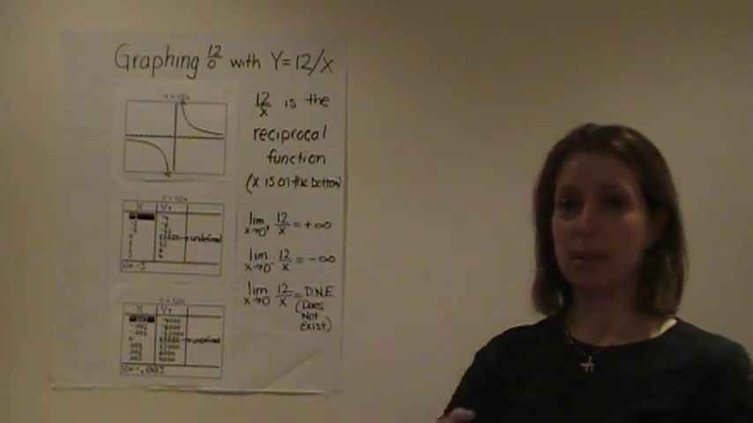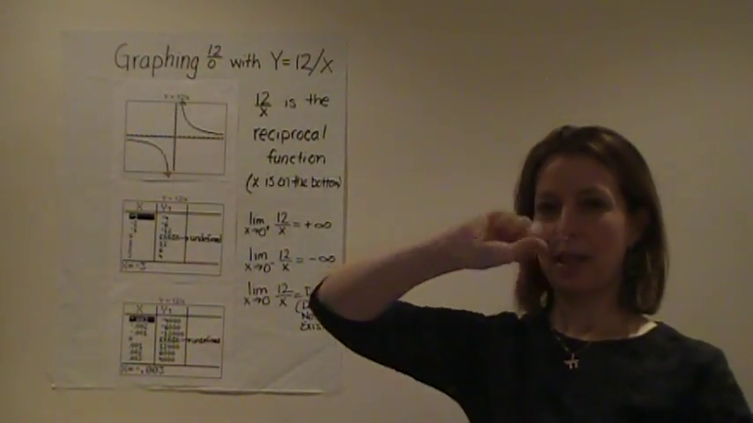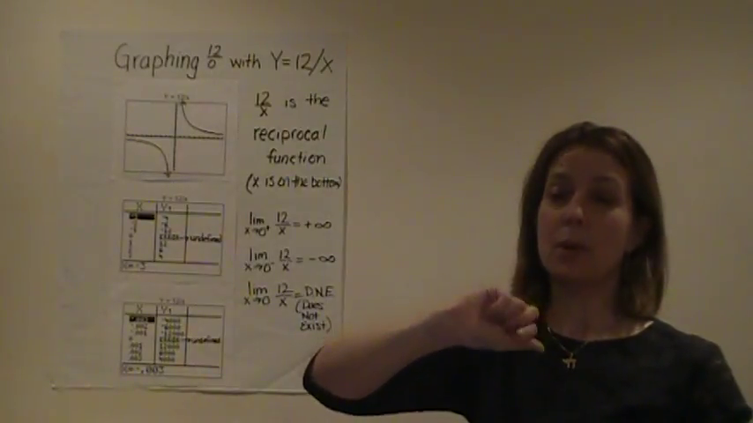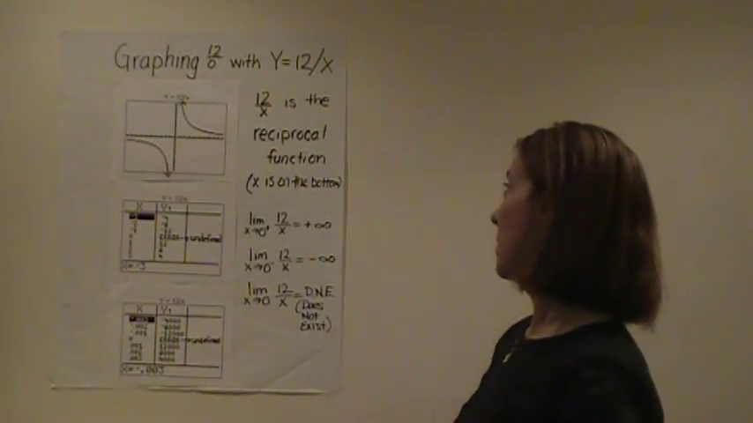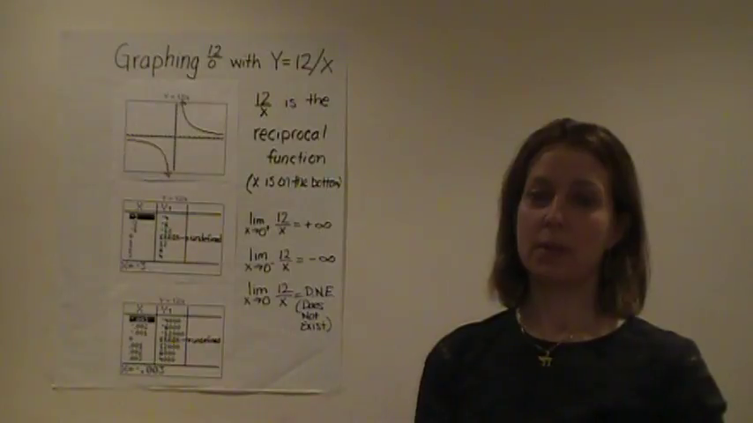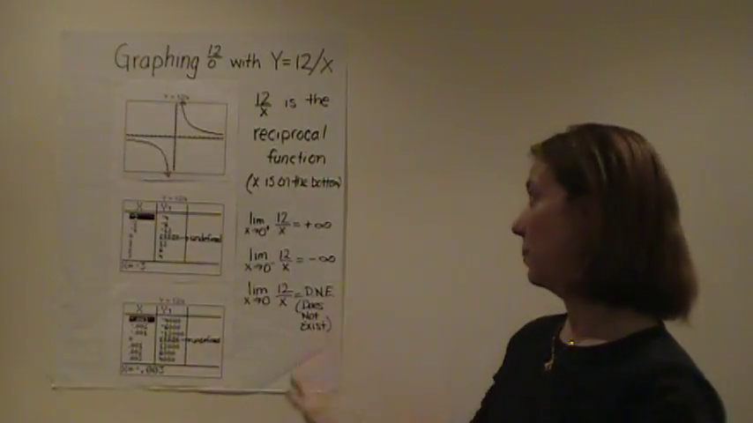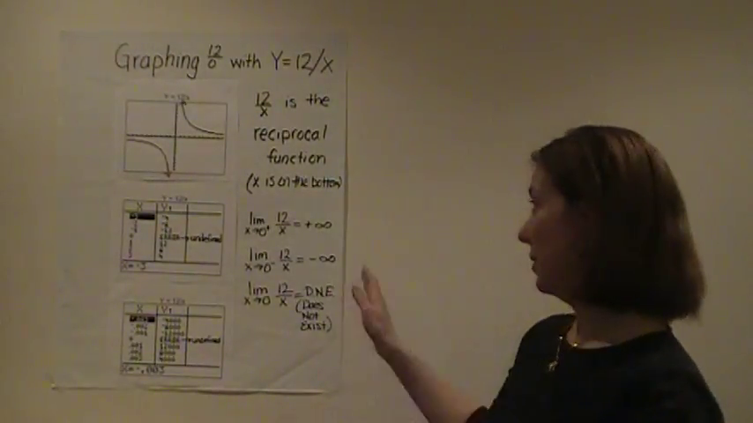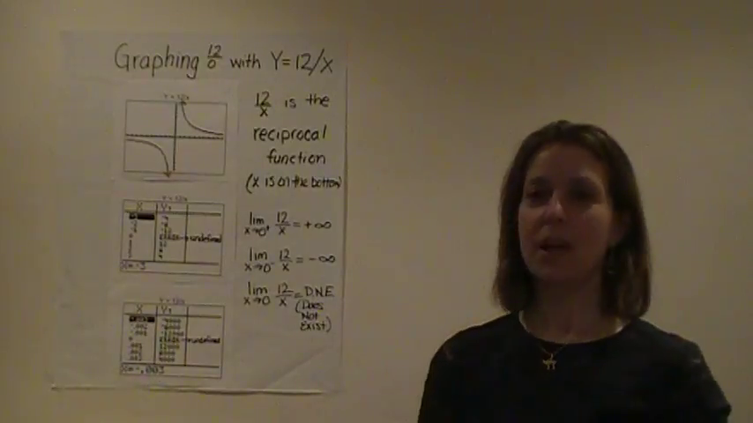12 over x is called the reciprocal function because you take the x and you flip it to the bottom. You could use 1 over x, but 12 is great because it works with so many numbers. And so 12 divided by 0 is undefined, and this is a graphical approach to showing that. And your calculator will say error, but here I wrote undefined.